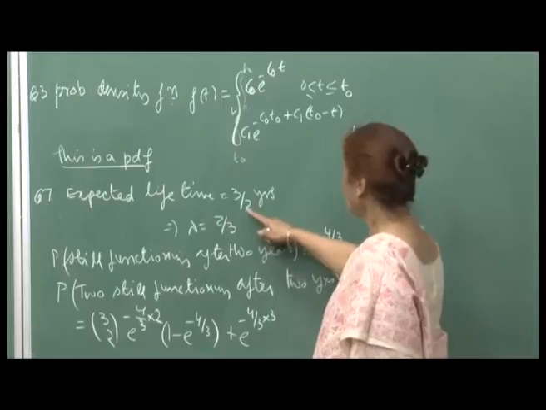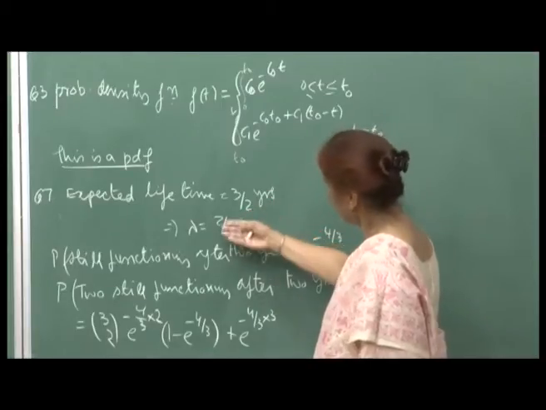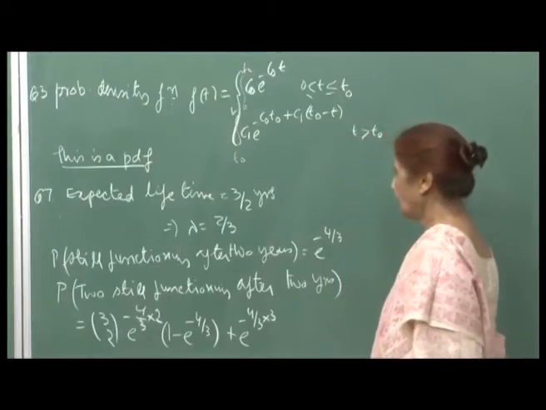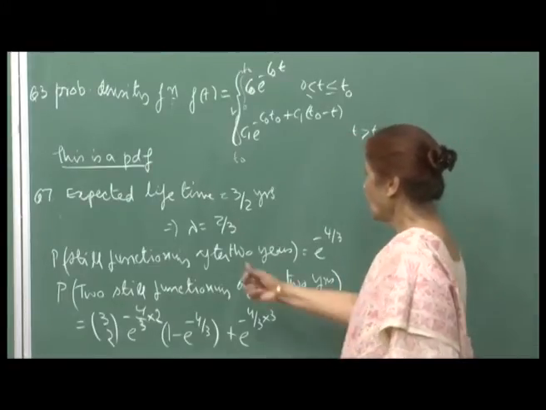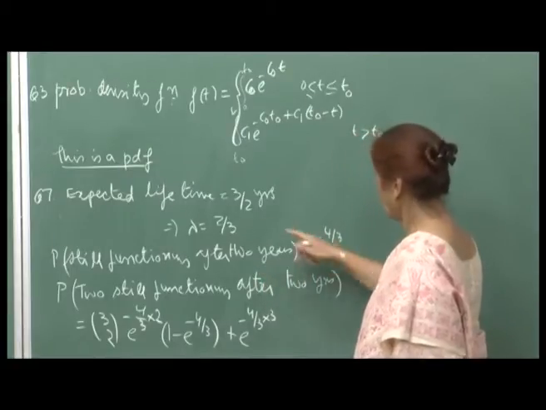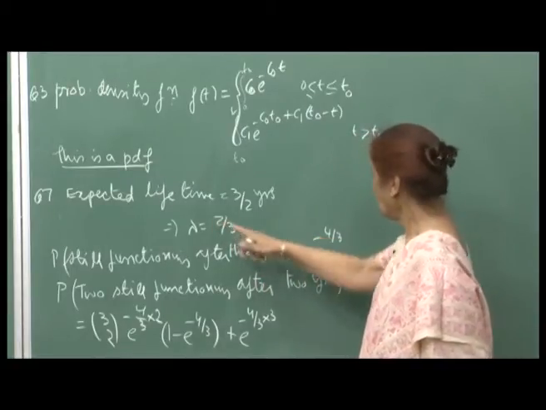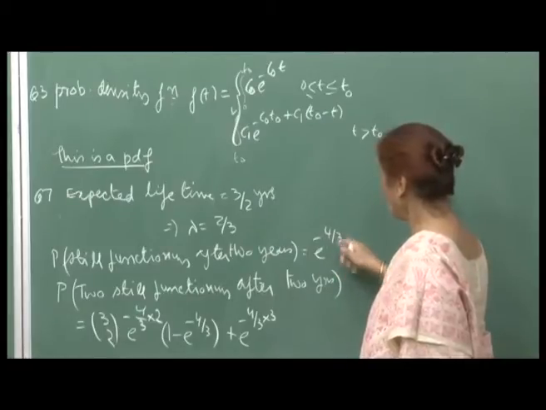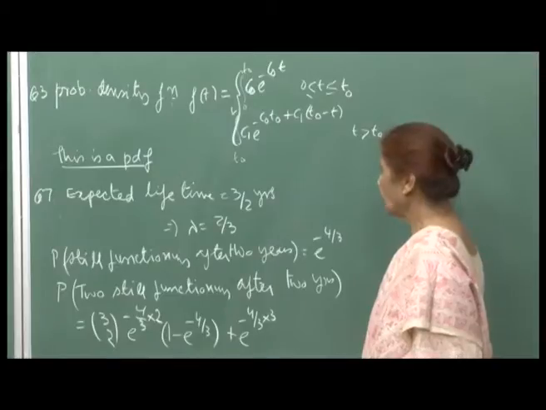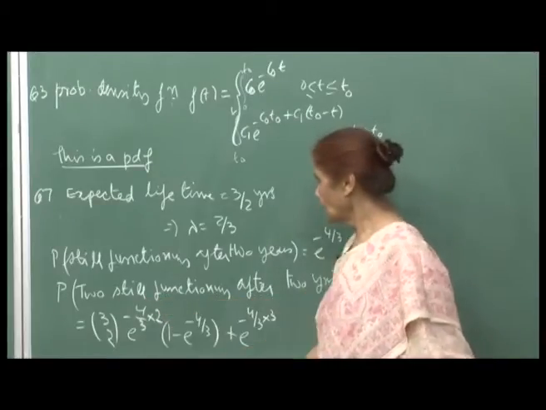Now, let us go to the next problem. Then question 7, expected lifetime is 3 by 2 years. Which means that lambda is 2 by 3, again exponential failure law. The probability that it is still functioning after 2 years will be e raised to minus lambda t, which is minus 4 by 3 after 2 years. So, this will be e raised to minus 4 by 3.